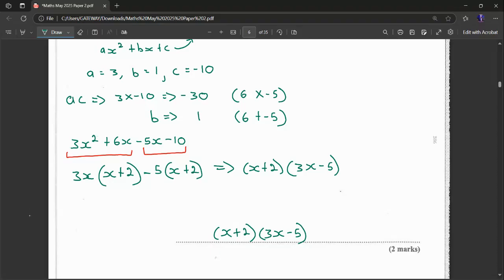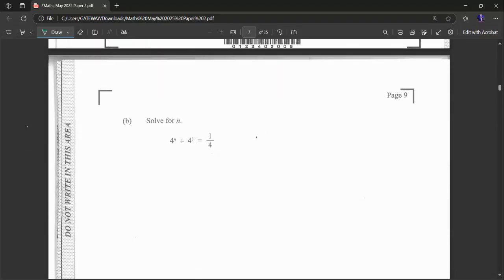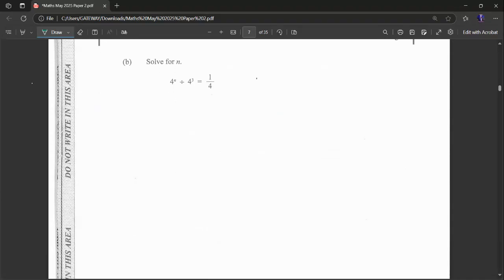Let's go on to the other part. Part B, solve for n. It's kind of small to see, so I'll rewrite it here. You have 4 to the power of n divided by 4 to the power of 3, and this is equal to 1 all over 4.